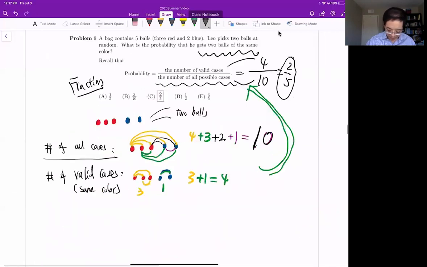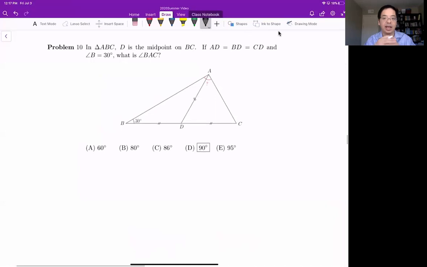Okay. Now number 10. So number 10 is a geometry problem. So this problem tests 2 things. Number 1 is if I have a triangle, then the sum of angles is always 180, regardless of what kind of triangle we have. And number 2 is if I have an isosceles triangle, then if 2 sides are the same, then 2 angles are also the same.